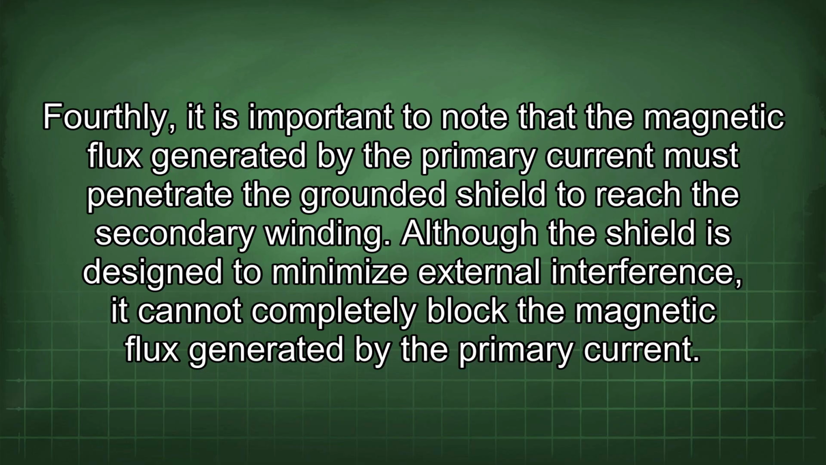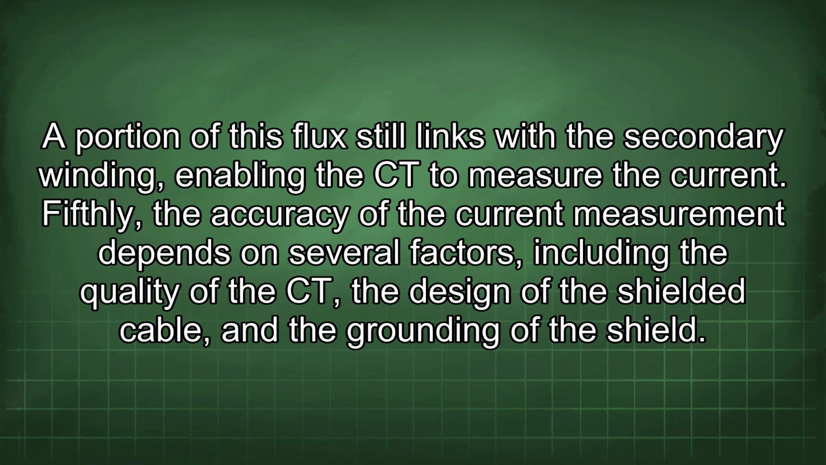Fourthly, it is important to note that the magnetic flux generated by the primary current must penetrate the grounded shield to reach the secondary winding. Although the shield is designed to minimize external interference, it cannot completely block the magnetic flux generated by the primary current. A portion of this flux still links with the secondary winding, enabling the CT to measure the current.